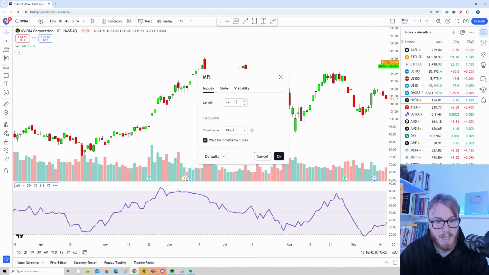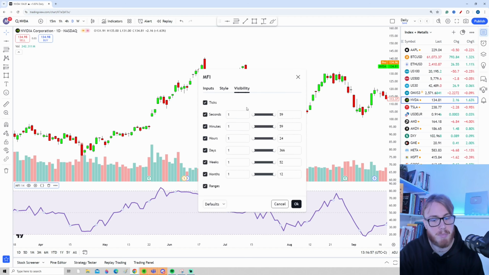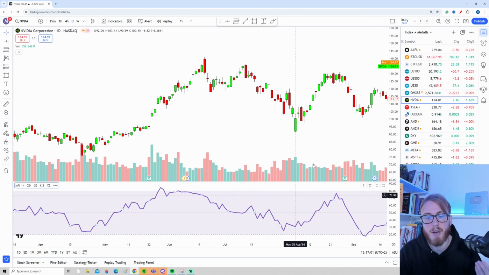And as with the inputs here, we can see that the standard is 14. Of course, this one you can definitely change, but because most indicators have the standard of 14, for this video let's just keep it at 14, keep it simple. So I'm not going to change so many settings here. I think I'm just going to press OK here.